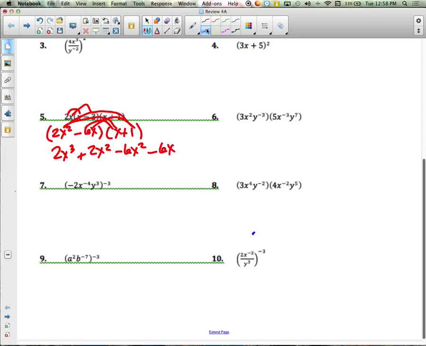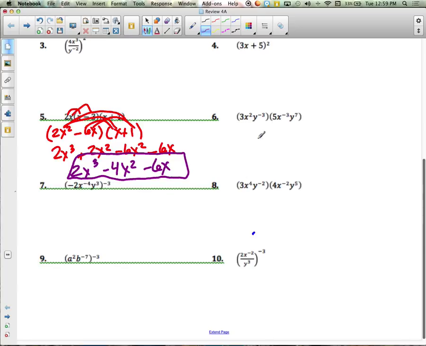And then after you have FOILed it out, let's look for like terms. In the middle we have our like terms, so I'm going to bring down the 2x cubed. 2x squared minus 6x squared is a negative 4x squared. Then we'll bring down the minus 6x, and we're done. So you're just going to distribute and then FOIL.